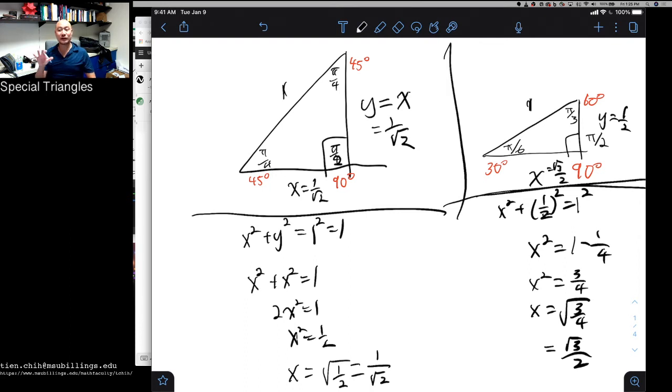So we have two special triangles, one where the two sides are 1 over root 2 and the hypotenuse is 1, when both angles are pi over 4 or 45 degrees. When one's pi over 6 radians and one's pi over 3 radians, then our height is 1/2, our base is square root of 3 over 2.